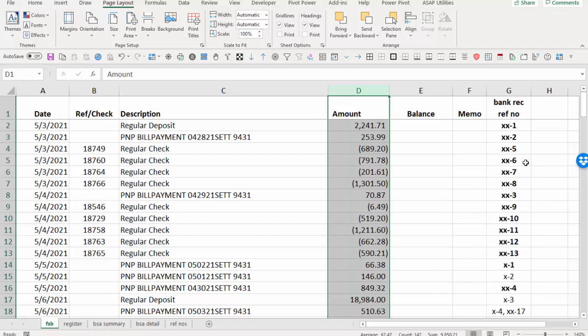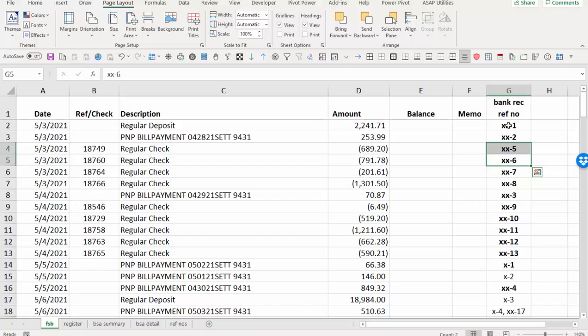We already agreed the prior month deposits in transit. These are denoted in column G with XX reference numbers. I show them as bold to denote that they are not in transit during the current month.